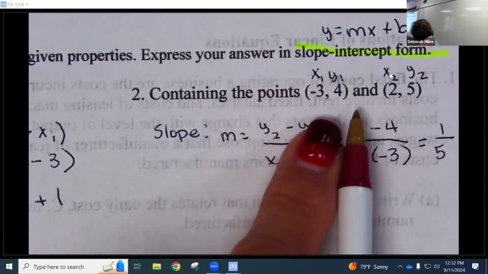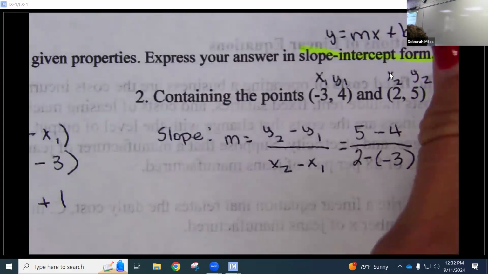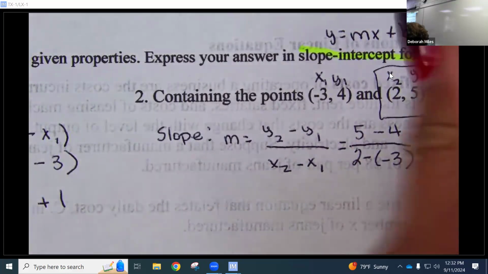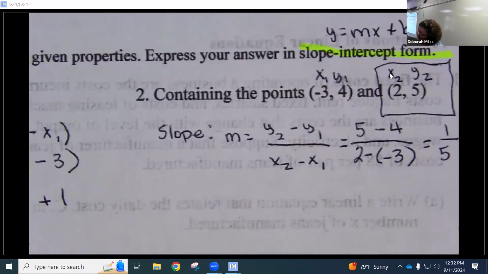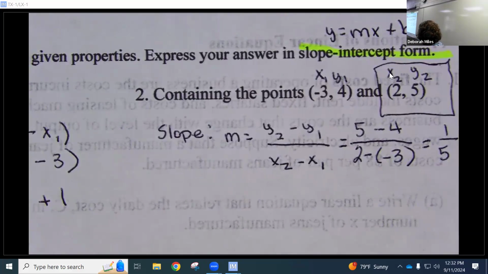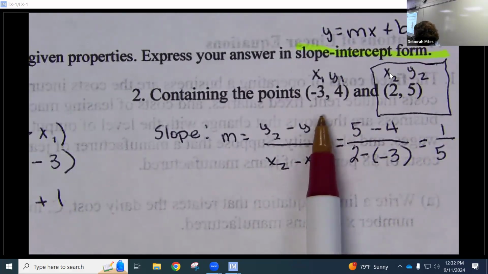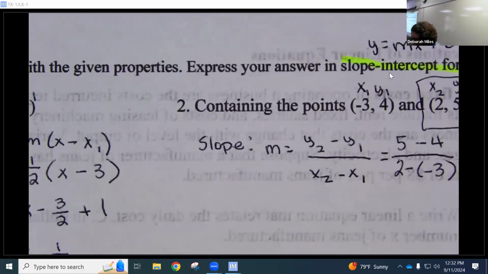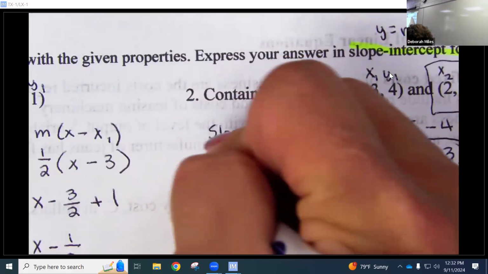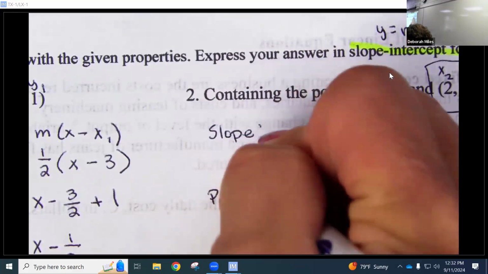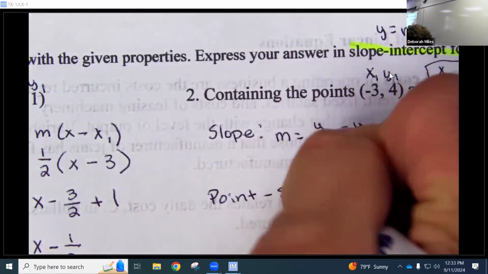I'm gonna eeny, meeny, miny, moe. Pick the point with fewer negatives. I'm less likely to make a mistake if I pick the point with fewer negatives. But if I use this point, I'd come up with the same answer. I'm going to substitute those values into point slope form.